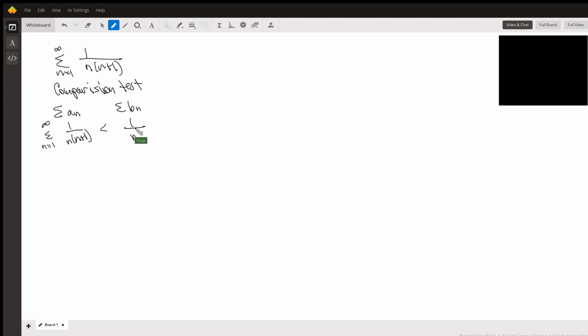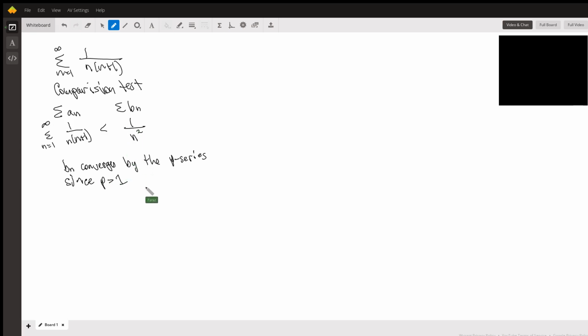Now what we're going to show is if this series converges. Okay, b sub n converges by the p-series test, since p is greater than 1. So we know it converges by p-series since p, the power, is greater than 1. The power is 2, so we know that this series converges.